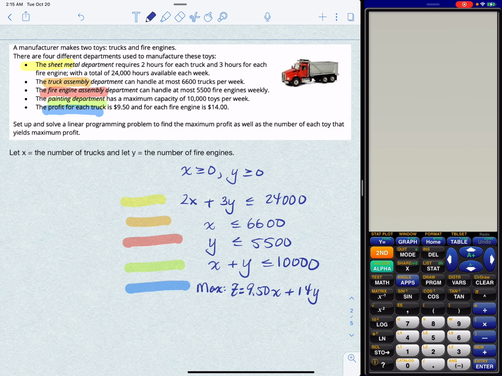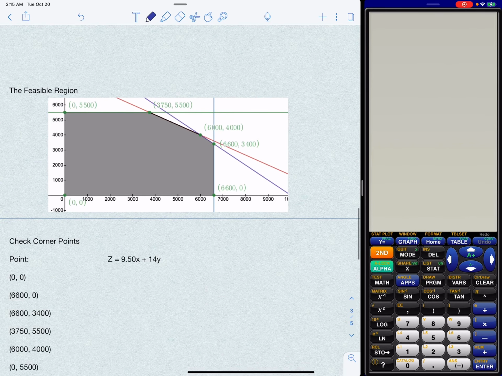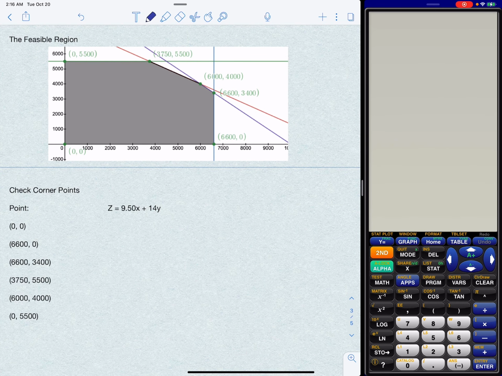So all of this information right here is your feasible region. Every solution that's possible must fall within all of those constraints. Now, I have already constructed the feasible region for us. This was done in Desmos. There it is. So as you notice, there are 1, 2, 3, 4, 5, 6 corner points to this.